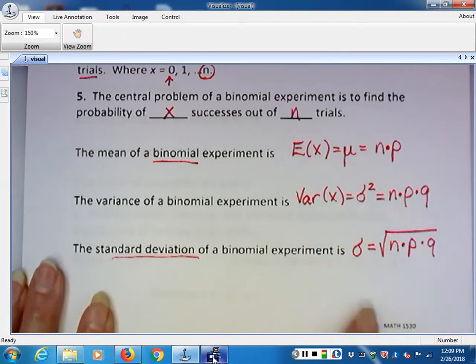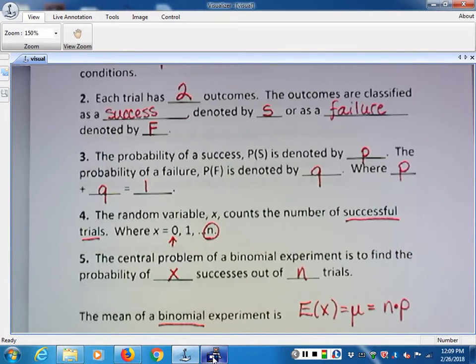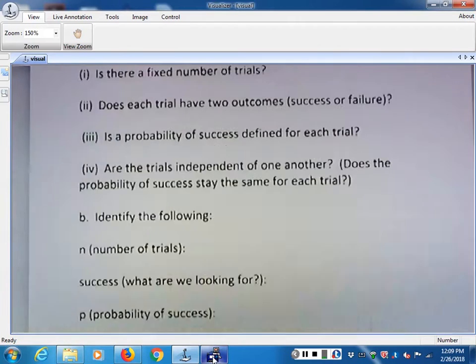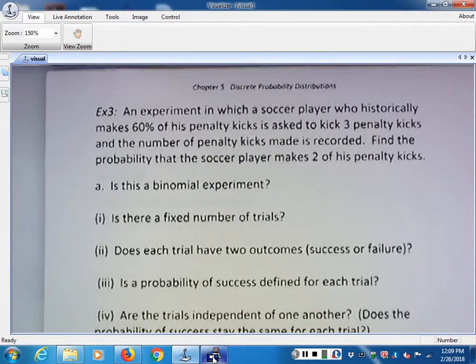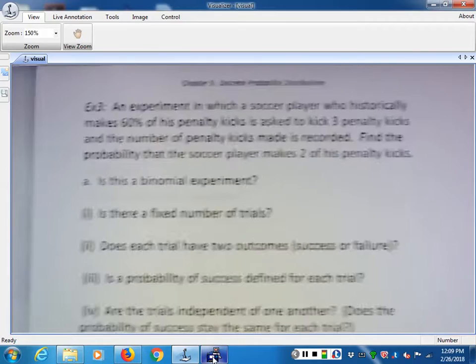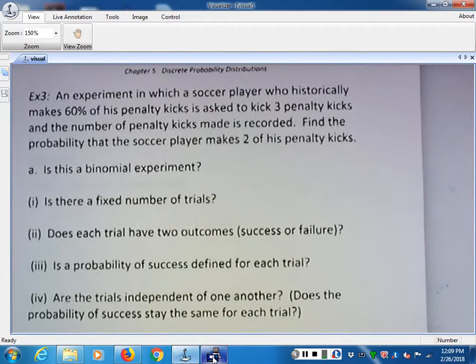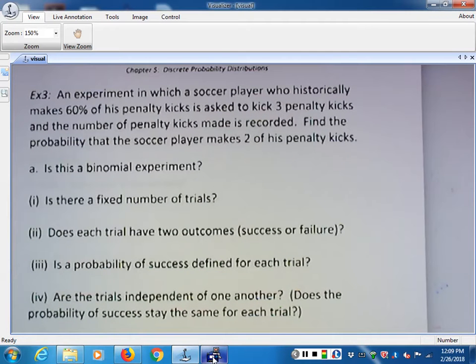Now we're going to do all of these kind of problems on the calculator. Totally on the calculator. So here's our first example. We have an experiment where a soccer player who historically makes 60% of his penalty kicks is asked to kick 3 penalty kicks, and the number of penalty kicks that he actually makes is going to be recorded. Find the probability that the soccer player makes 2 of his penalty kicks.